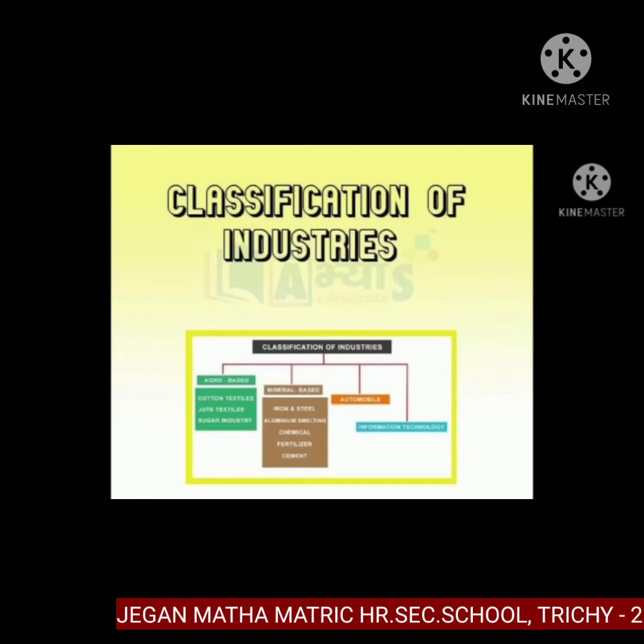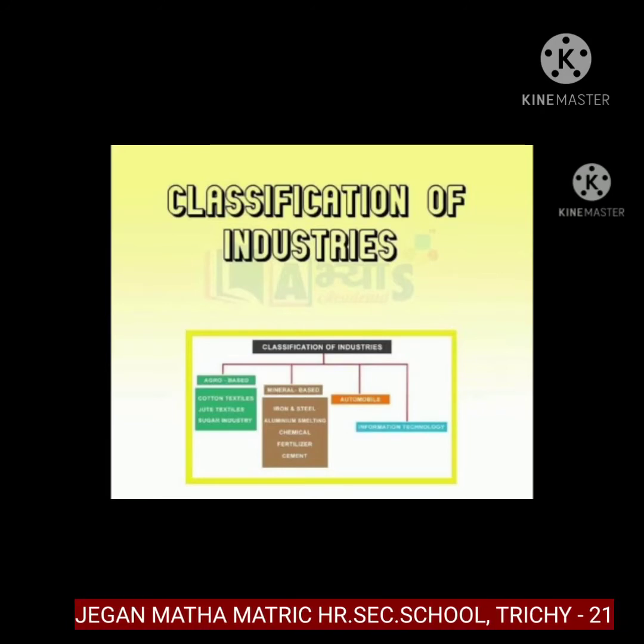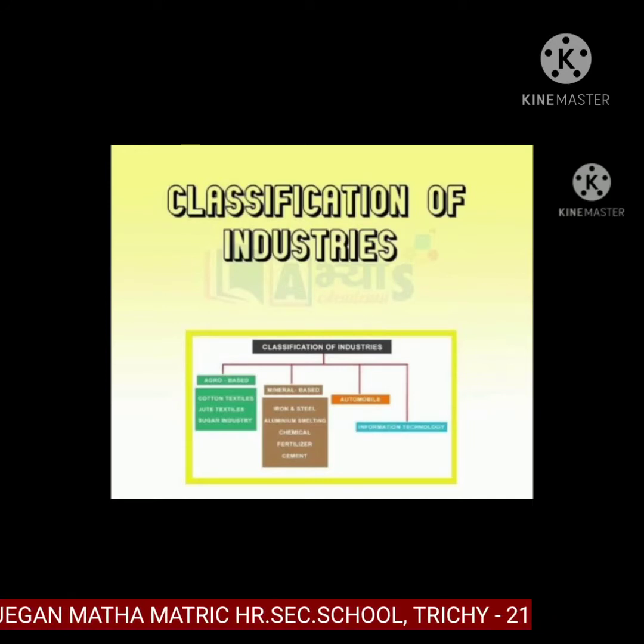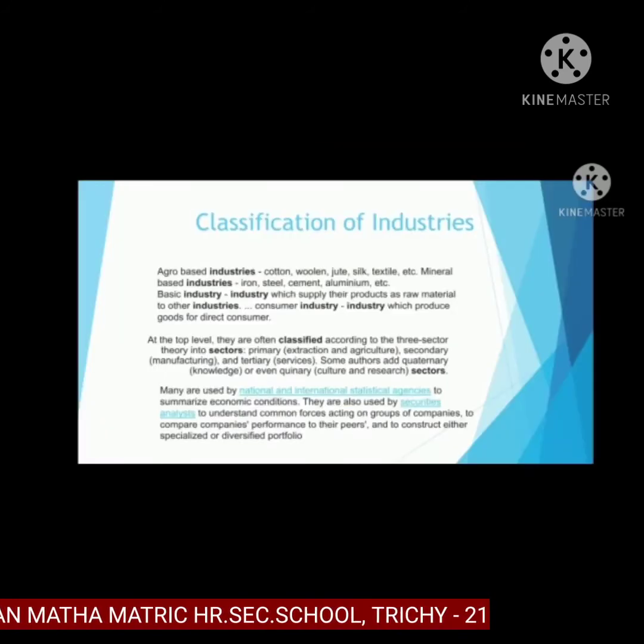Companies operating in the same industries can also be compared to each other to evaluate the relative attractiveness of a company within that industry. Now we are going to learn about the classification of industries.